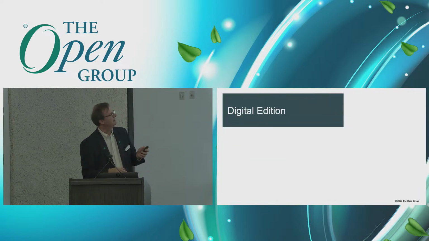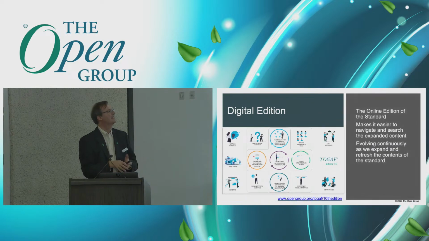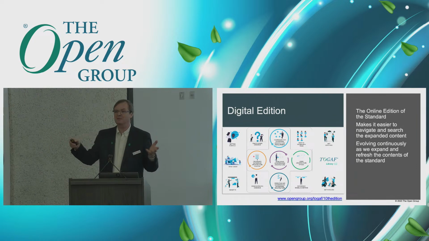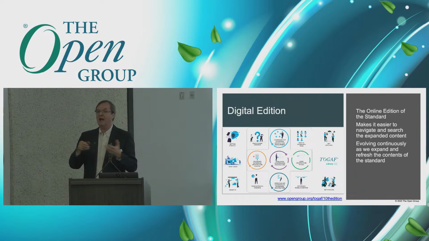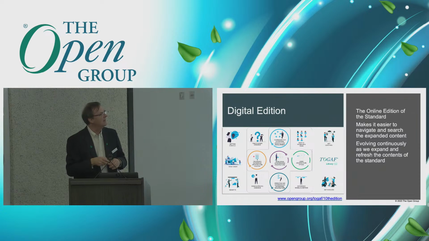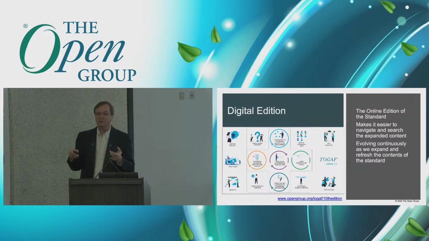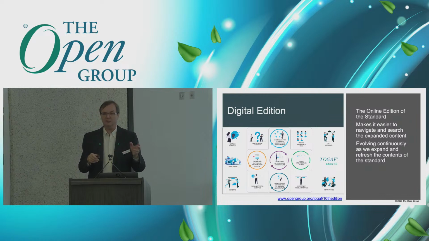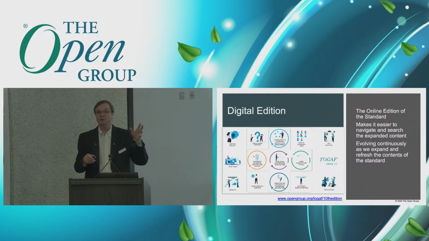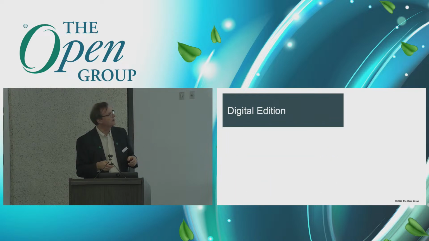Oops, this clicker likes to bounce. As I mentioned, we have a digital edition, so obviously with 26 documents, it's a vast amount of content. So we're trying to think about, how can you approach that content? So what we've come up with is this digital, the online edition that is supposed to make it easier for you to navigate and search all of the content, and that will be evolving continuously. So in fact, if you were watching the site in the last week, you will have noticed it expanded, and there were two new documents integrated into the online edition.